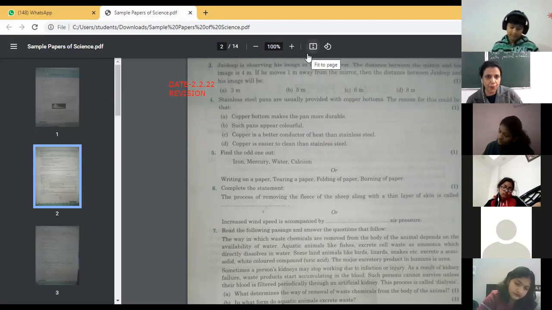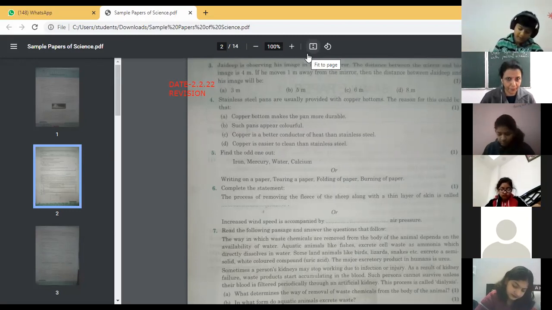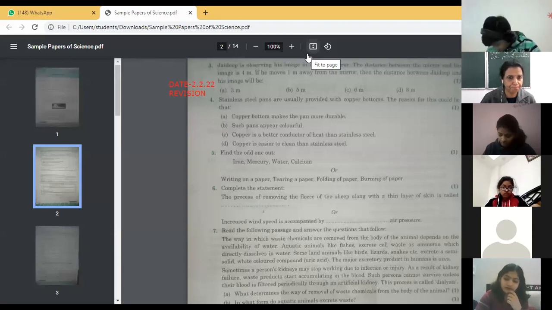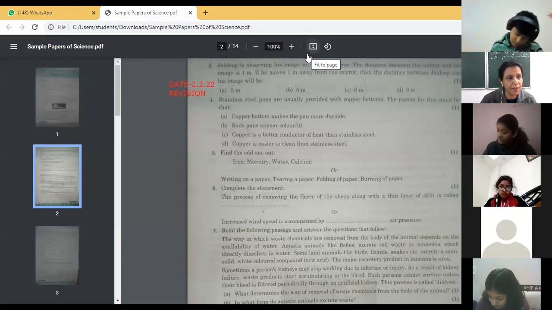Okay, then tell me, how did you calculate? Yes, ma'am. If he moves 1 meter away from the mirror, he will be 6 meters away. Anybody else? Yes, Vedika, how did you get 5 meters? Yes, ma'am. First, the distance between the image and the mirror is 4 meters. Agreed. If he moves 1 meter away, that means 4 minus, because away means he is going away. He is going away, so minus.